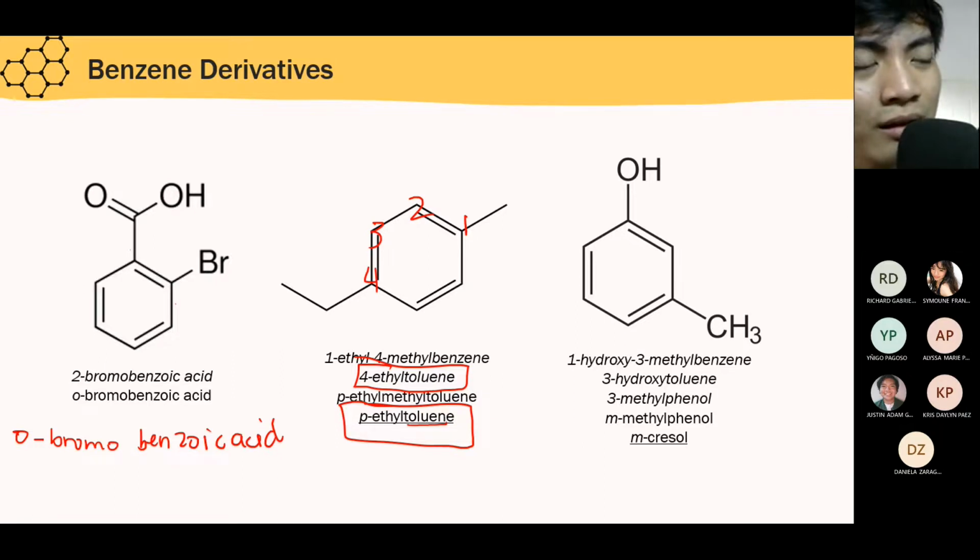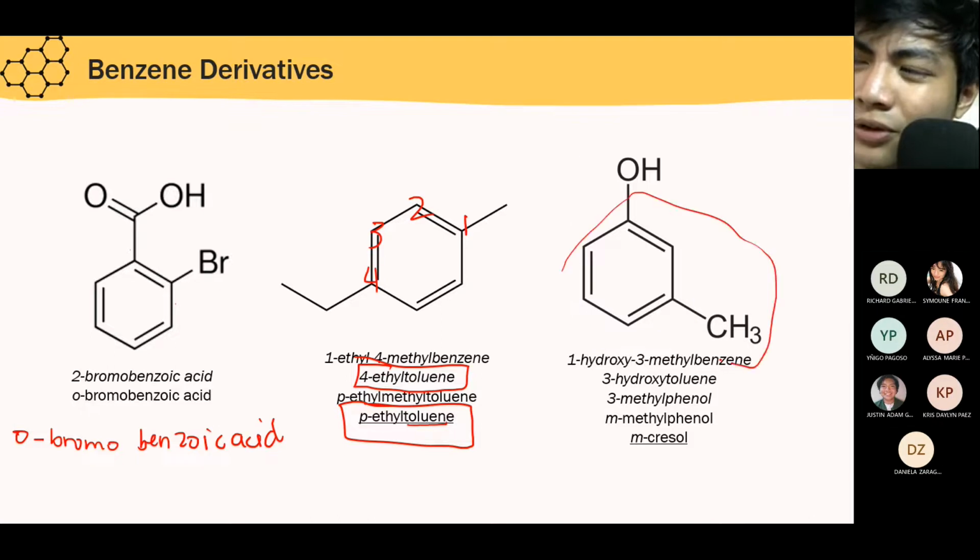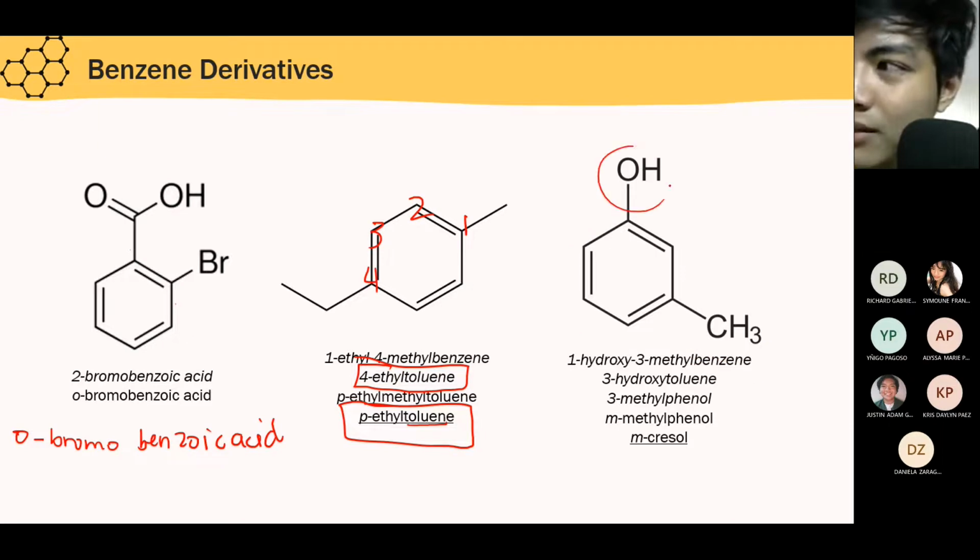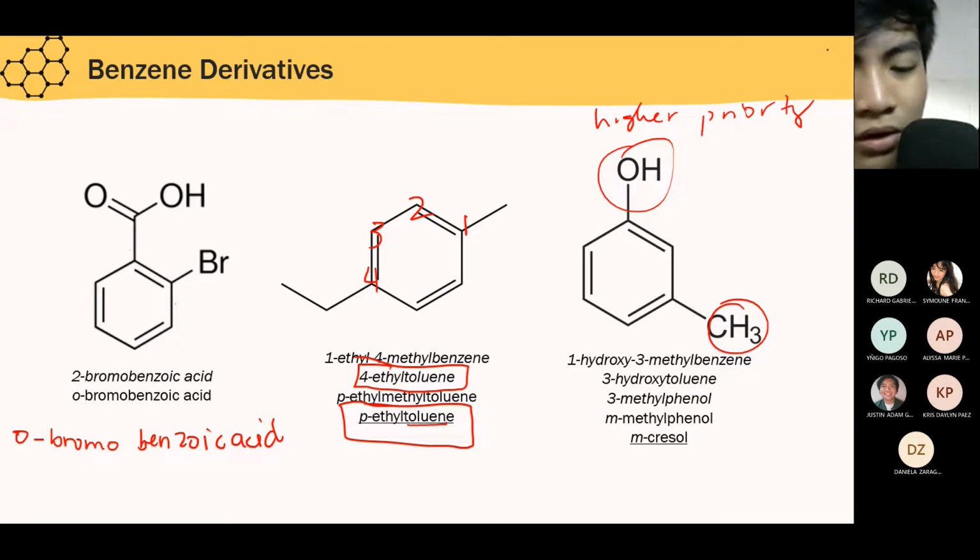If you have two common substituents, then you name it accordingly. But just to be uniform, we will prioritize the OH over the methyl. Although you can name them individually, this can be phenol, or you can name this toluene. However, we will prioritize the OH over the CH3. So this will be given the higher priority. It means it should be the common name. Although they can both be common names, that's why there are so many names here, still the most accepted one is when you give the OH the higher priority.